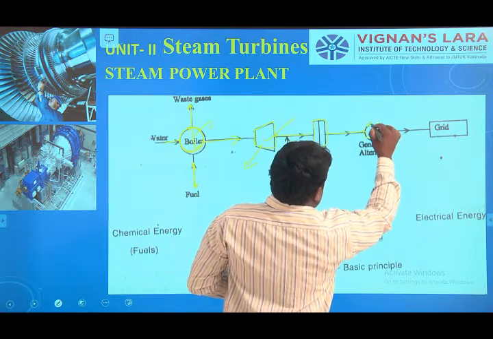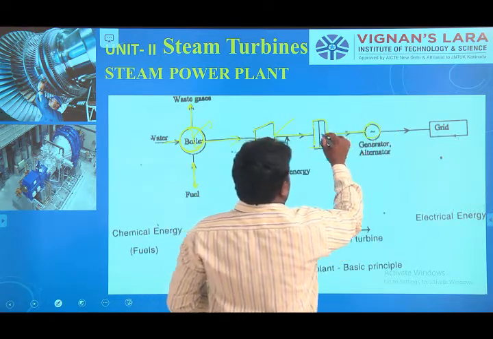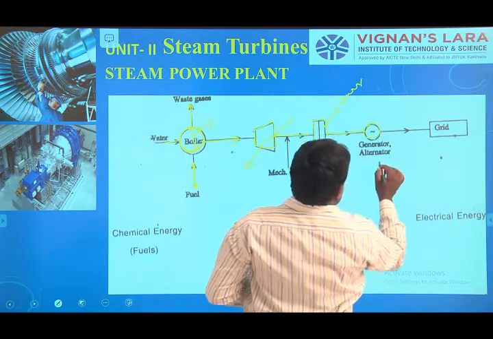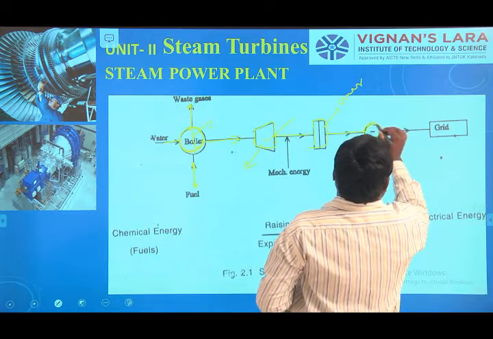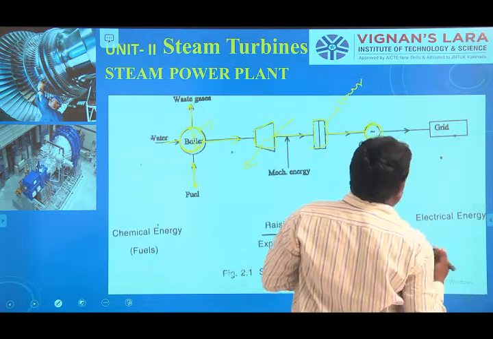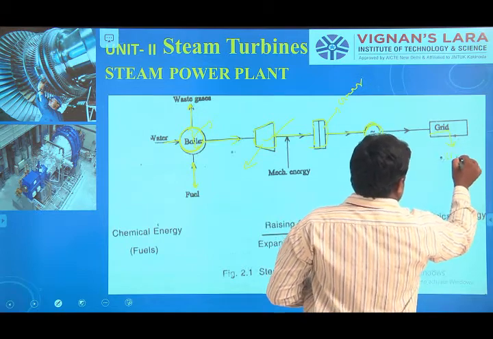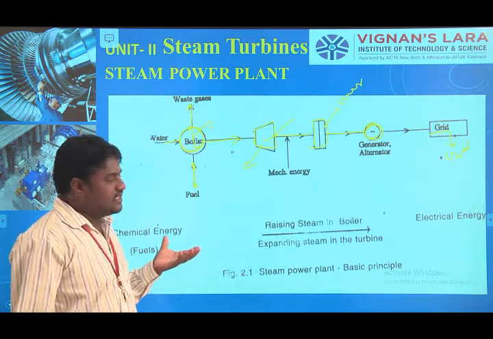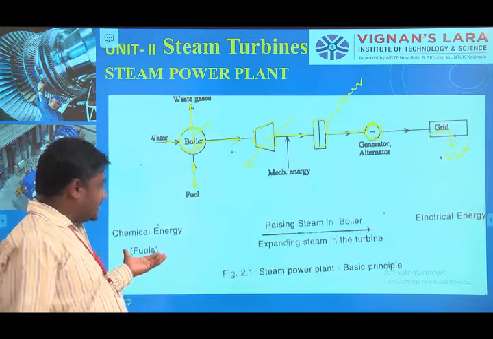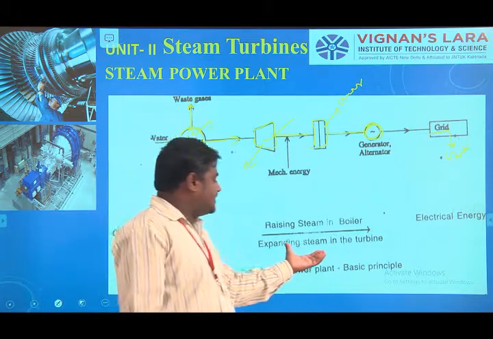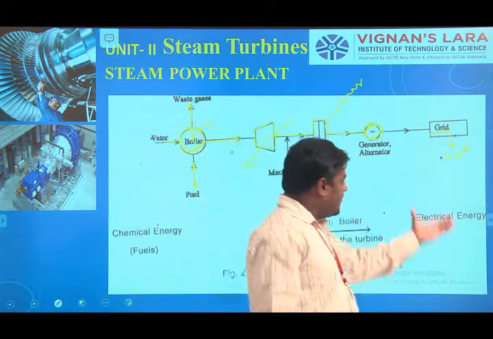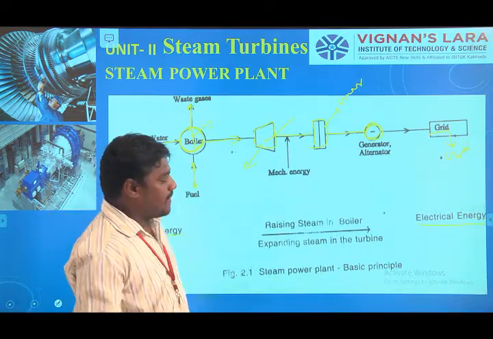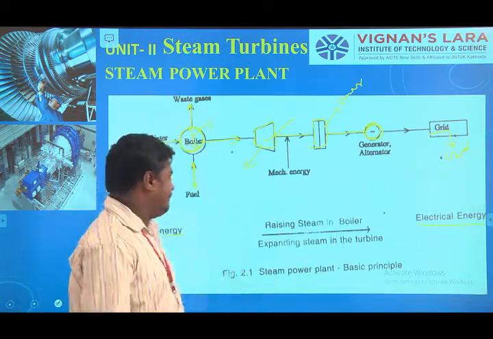This one is the condenser, and this is the generator. This is the alternator, the condenser, and finally the grid. This is the grid, where electrical energy rises. The main function here is that chemical energy, the fuel, is converted to mechanical energy, and then the mechanical energy is converted to electrical energy. This is the basic principle of the steam power plant.